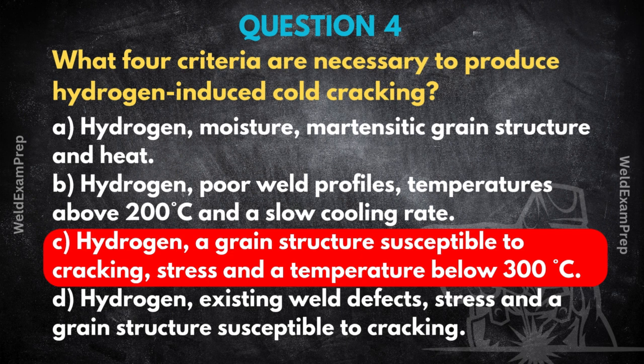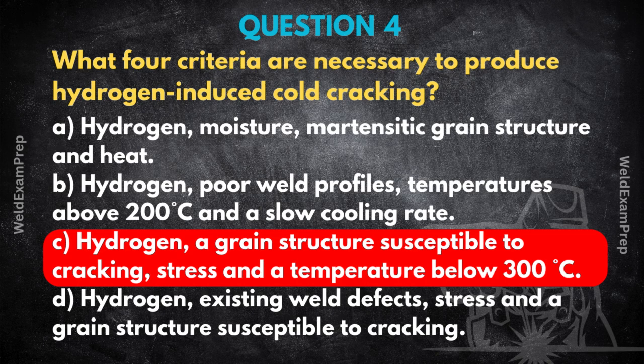Third is stress. From the welding itself. Yeah, residual stresses are always present after welding due to that localized heating and cooling, or it could be external loads applied to the joint. Hydrogen tends to migrate to these high stress areas. And finally, the temperature. Below 300 C. Yes, typically below 300, often even down near room temperature. That's why it's called cold cracking. And crucially, it's often delayed.